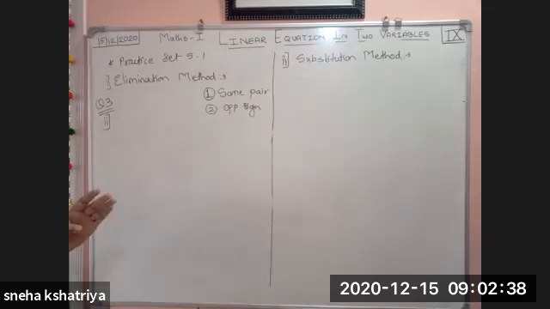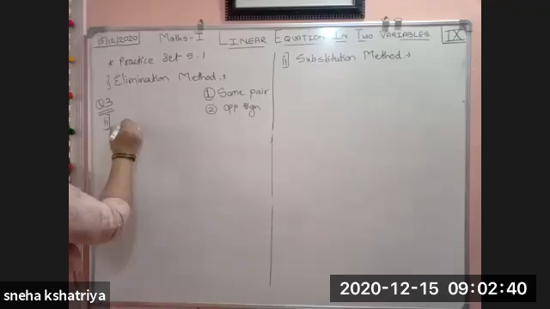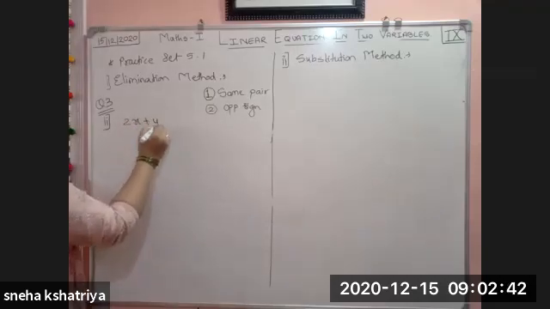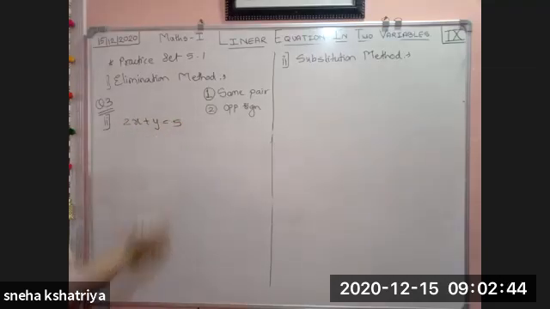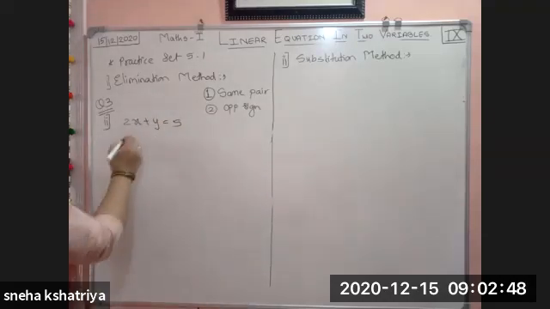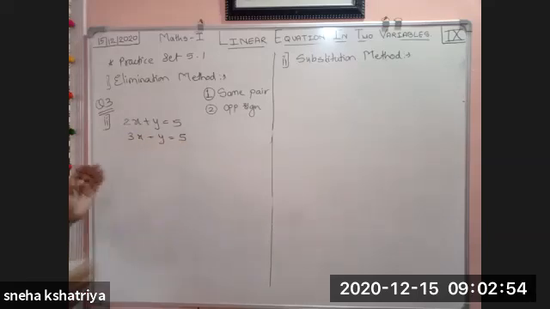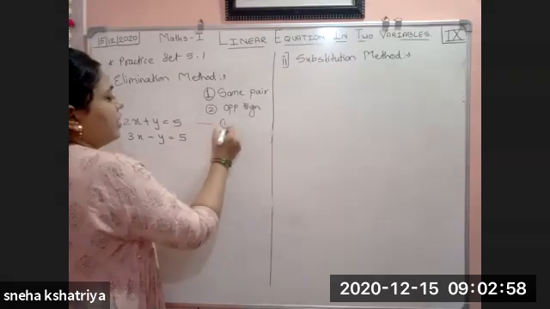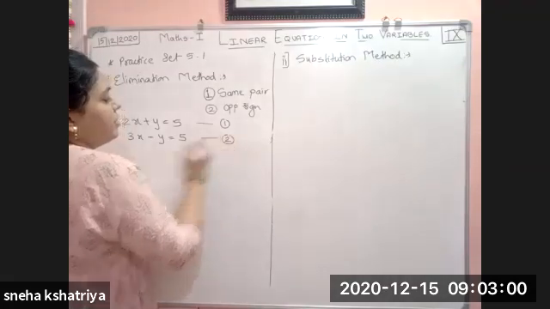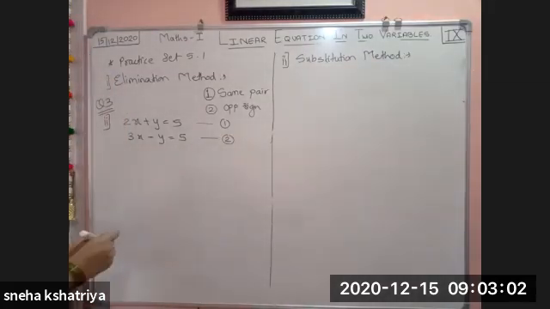It is 2x plus y is equal to 5, and 3x minus y is equal to 5. See here. Say it equation number 1, say it equation number 2.